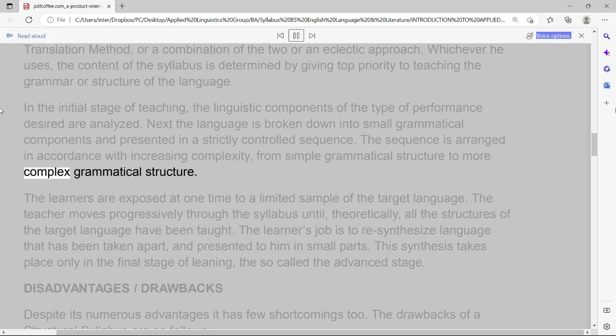Disadvantages/drawbacks. Despite its numerous advantages, it has few shortcomings too. The drawbacks of a structural syllabus are as follows. The potential disadvantage of the structural syllabus is that it overemphasizes language structure and neglects communicative competence. It does not address the immediate communication needs of the learner who is learning a language within the context of a community where the language is spoken.